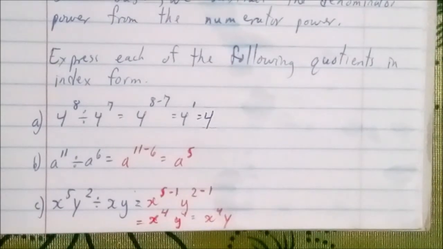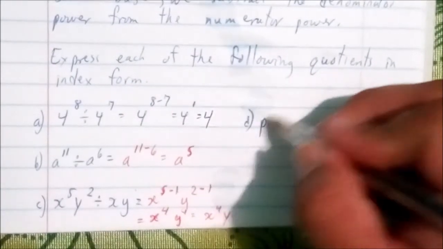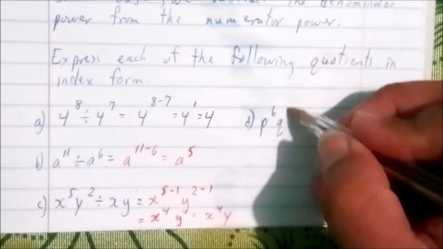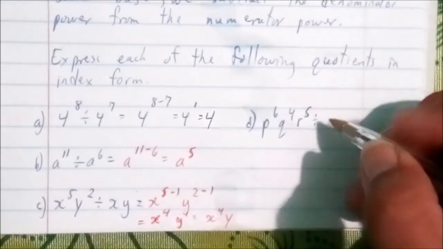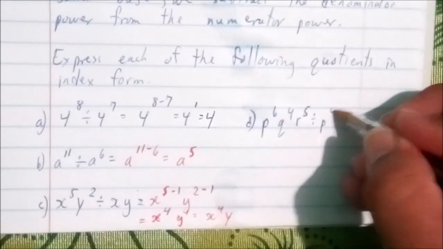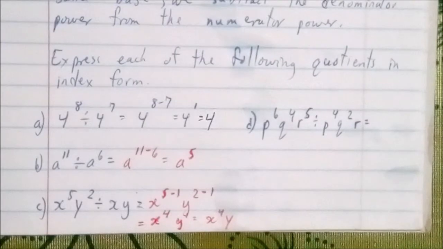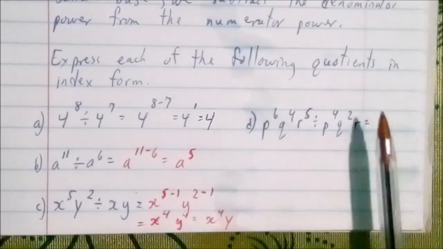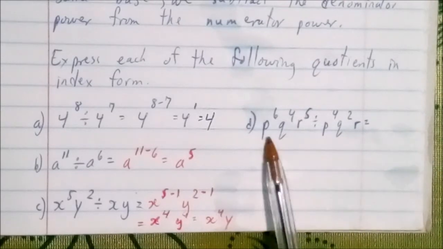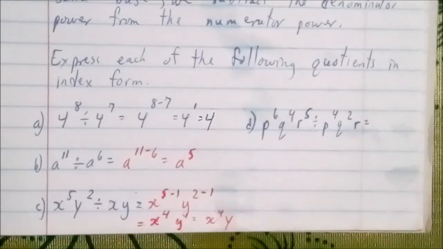Let's do another example. D, consider that you have p to the 6th, q to the 4th, r to the 5th divided by p to the 4th, q to the 2nd, r to the 1st. The power of this r is 1. Remember, you can only combine bases of the same kind, and since all of this is being divided by this, the powers from this one will be subtracted from the powers of this one, but they must be of the same base. So let's apply.